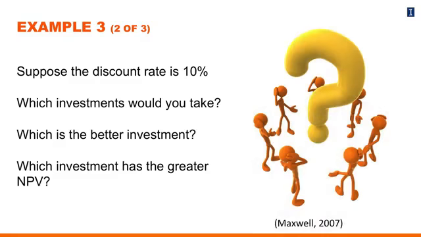But try to answer the following question. So now comes a question for you, based on this simple example. Suppose the discount rate is 10%. Which investments would you take? And then think about which one is the better investment and which investment has the greater NPV. You can either calculate NPV, but I think it will actually be obvious which investment has the greater NPV. But you can do the calculation if you want.